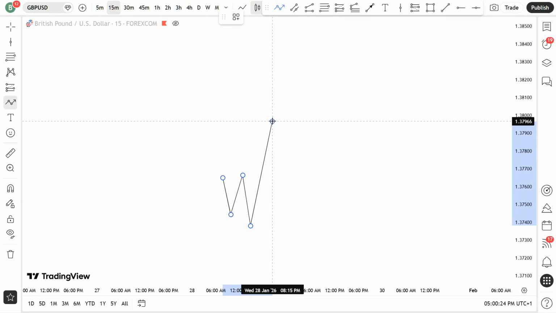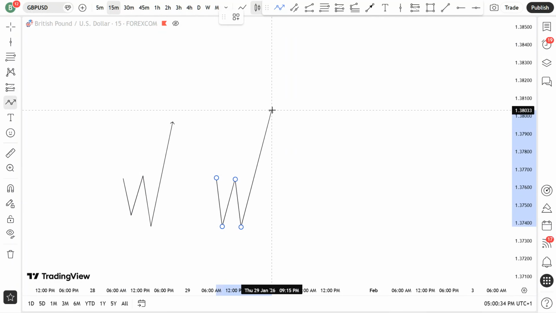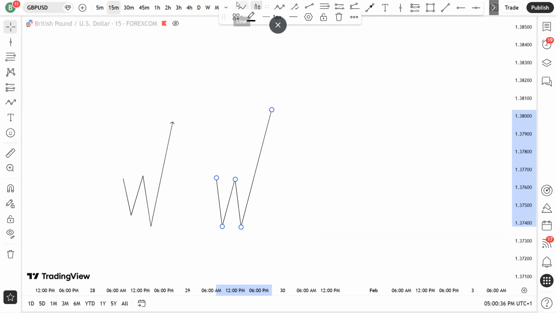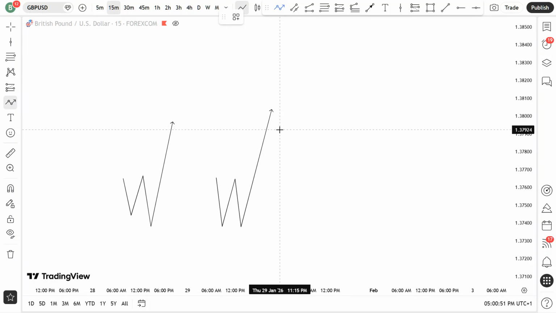You get this W shape. It comes in different ways. Price can form this W shape in different ways, and there are three major shapes price usually forms for this W shape.